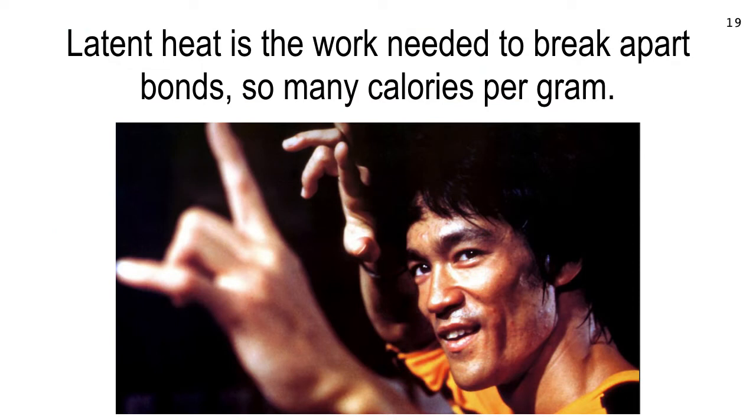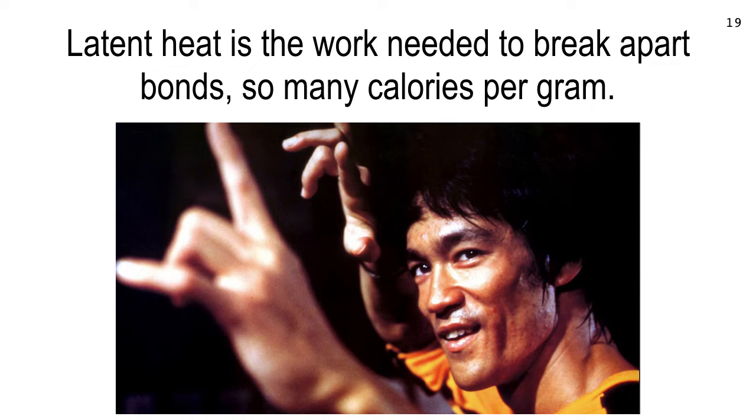But that quantity is called the latent heat. In the case of solid to liquid, liquid to solid, that's called the latent heat of fusion, or the latent heat of freezing, the latent heat of melting. In general, the latent heat of fusion. And that's the work that's needed to break apart those bonds. Every gram of ice has a certain number of H2O molecules, and each H2O has a certain number of protons and neutrons. There are two H's and one O, so that's about 18 atomic mass units for every molecule of H2O.